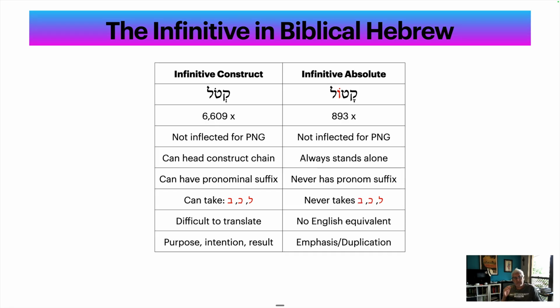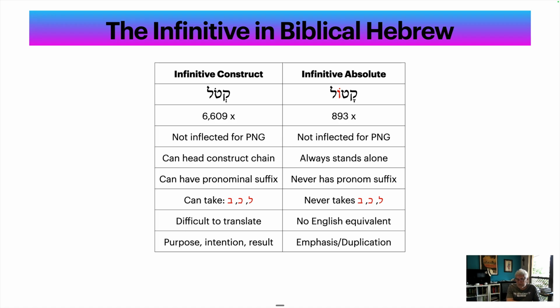When we're looking at the absolute infinitive as distinct from the infinitive when it occurs in the construct shape and is kind of compressed a little bit, it occurs fewer than 1,000 times, has a slightly different formation. It's likely to have the long O between the second and the third letters. Again, it's not inflected as you'd expect, being infinitive. It's not inflected for person, number, and gender. It can't be part of a construct chain. It always stands alone. And it never has a pronominal suffix, and it never has the prepositions attached to the front.